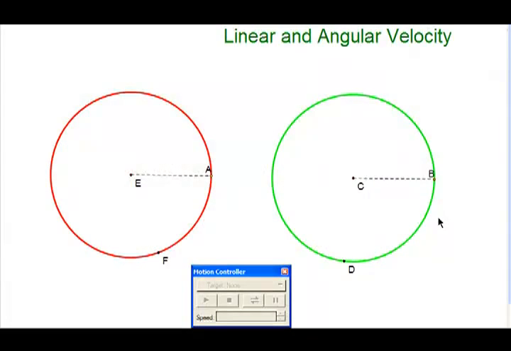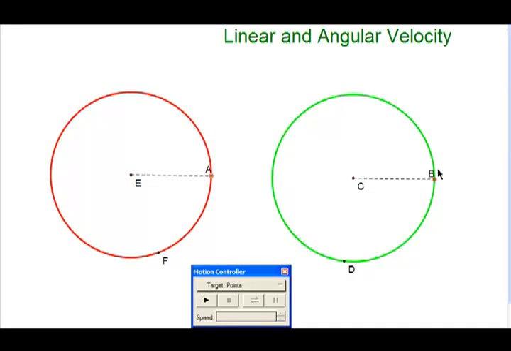In this video, we're going to be discussing the concepts of linear and angular velocity as they relate to points traveling on circles. In this diagram, we have two circles, the red circle and the green circle, and we have point A on the red and point B on the green. What we're going to be doing is animating these points so that they're traveling on their circles in a counterclockwise direction at the same linear velocity.